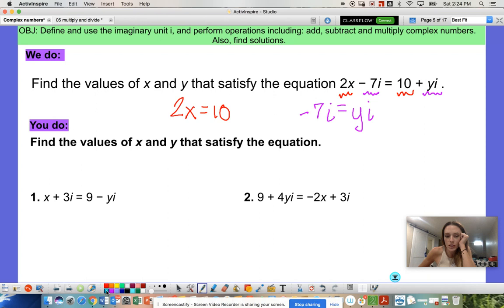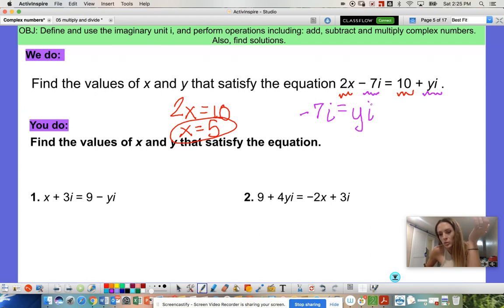A lot of kids try to make this a lot harder than it is, and I want this to be simple: reals to reals, imaginaries to imaginaries. So for here, we just divide by 2 and x equals 5. Done. For our purple guy over here, an imaginary one, remember i is not a variable, right? We know what i is.